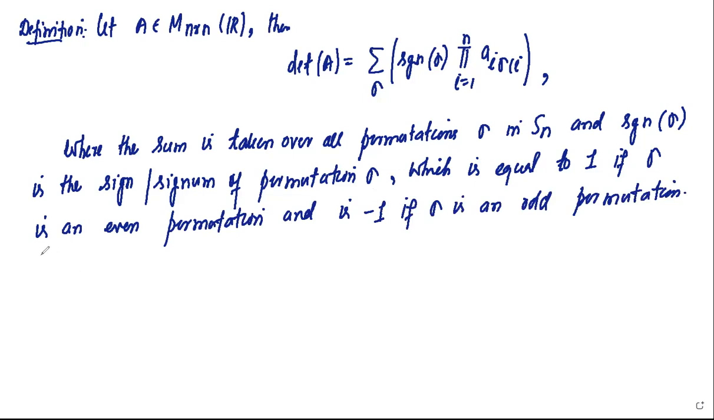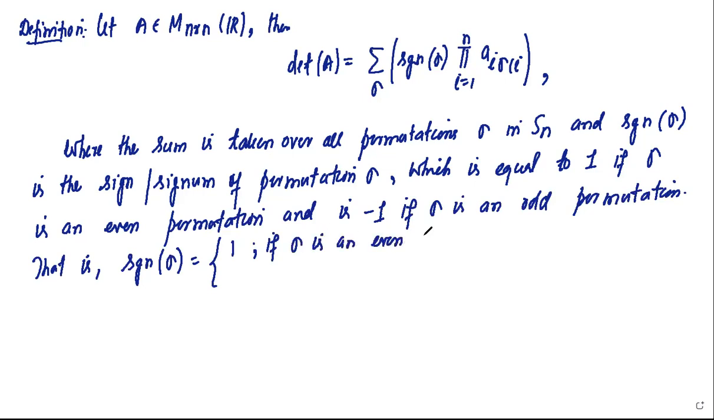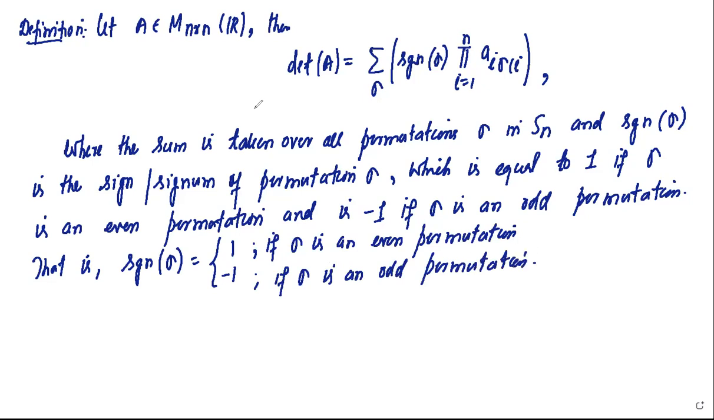So that is, this Sgn of sigma is equal to 1 if sigma is an even permutation, and this is equal to minus 1 if sigma is an odd permutation. So therefore, this is the definition of a determinant, which is the sum over all the permutations in Sn of the signum of a permutation times the product A i sigma of i.